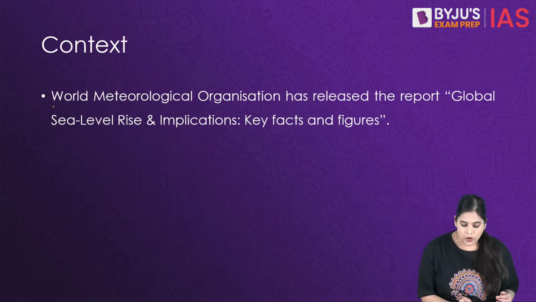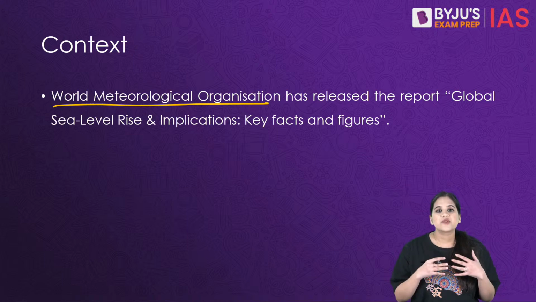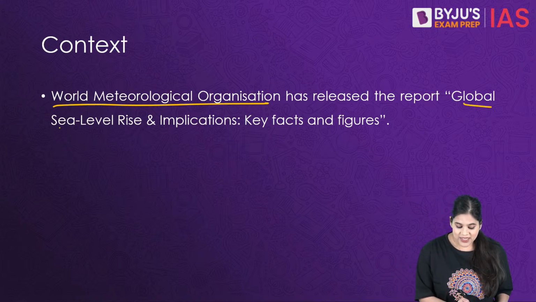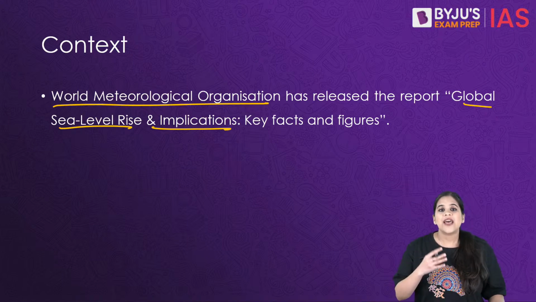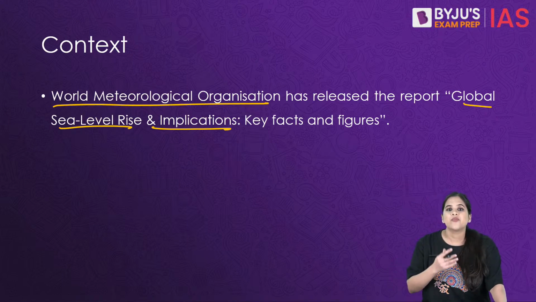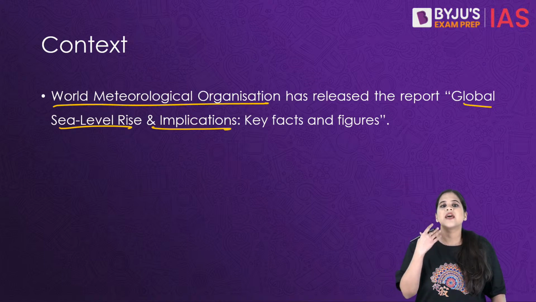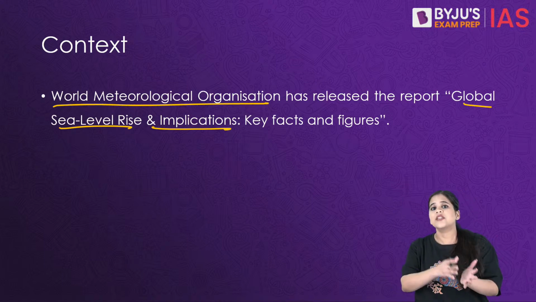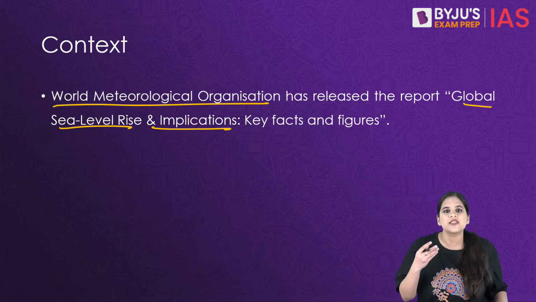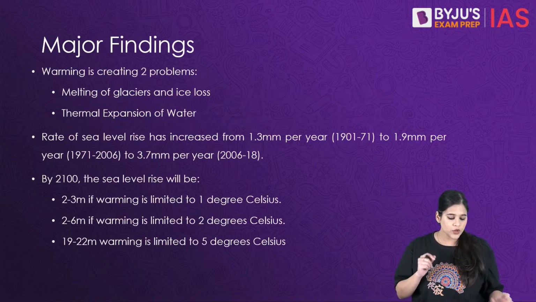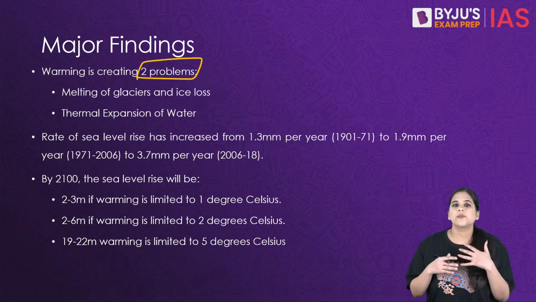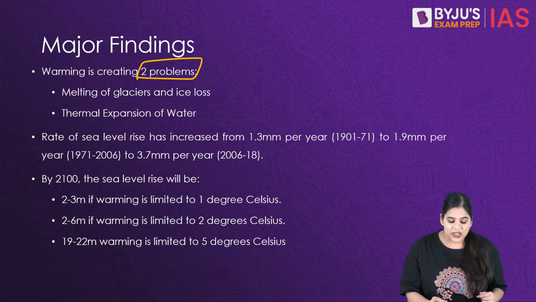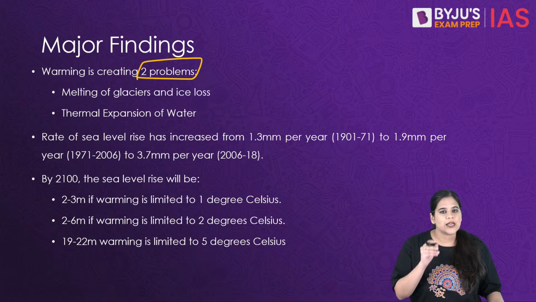The World Meteorological Organization has released a report, Global Sea Level Rise and its Implications, Key Facts and Figures, where it has given us data as to how much sea level will subsequently increase depending upon how much the temperature increases. According to the report, there are two problems being created due to warming that are leading to an increase in sea level.